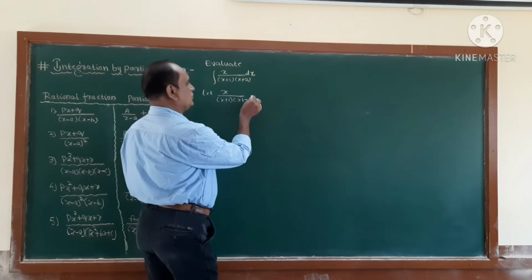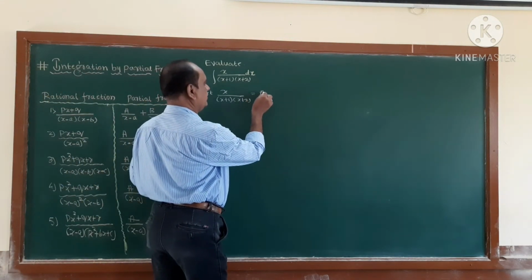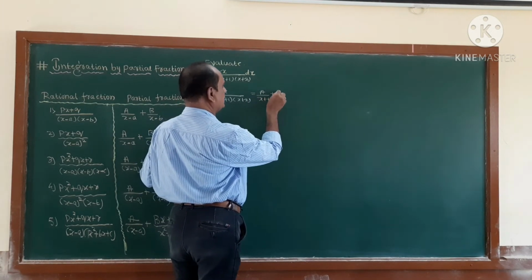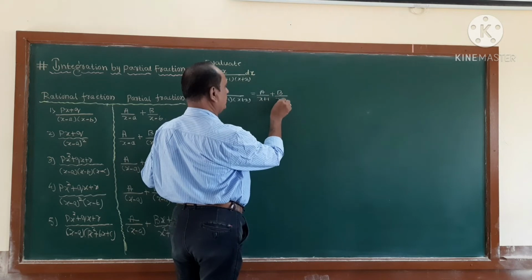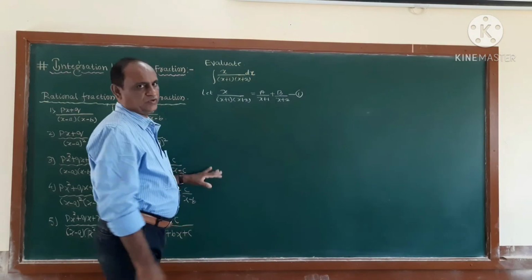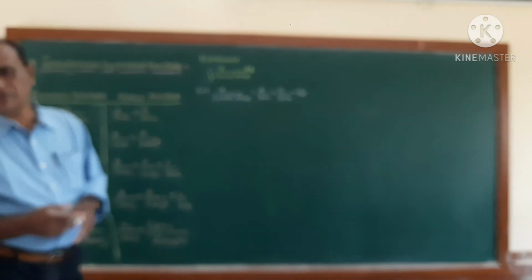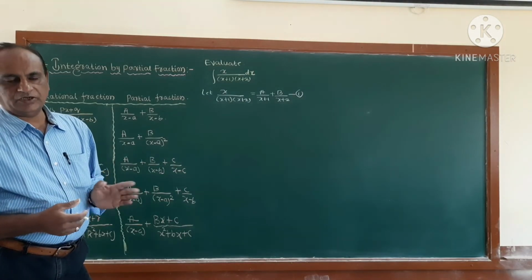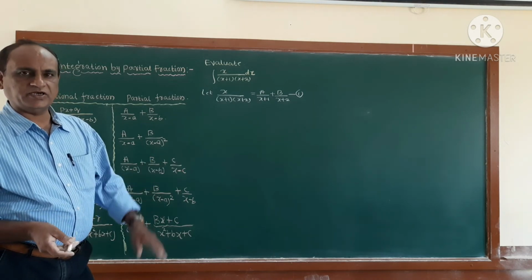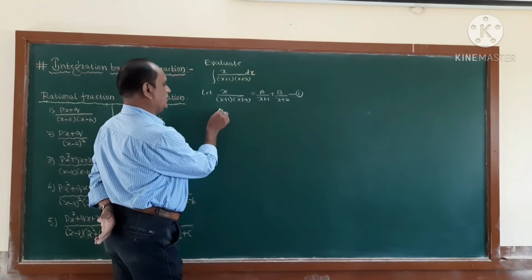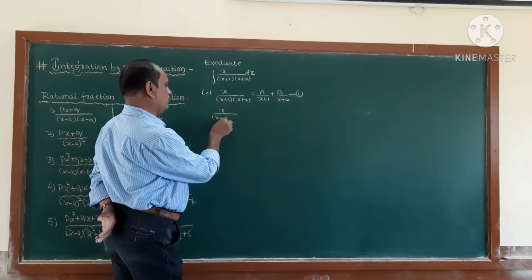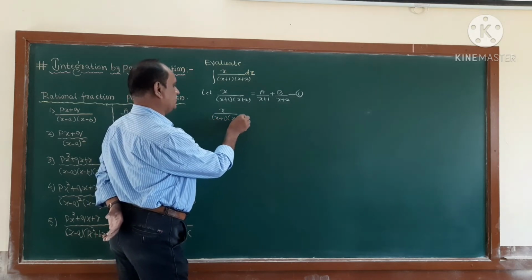So this is equal to A divided by the first factor x plus 1, plus B divided by the second factor x plus 2. Let this be equation number 1. By taking the LCM, multiply both sides by the factors x plus 1 and x plus 2. So x divided by the denominator (x plus 1)(x plus 2), multiplied by x plus 1 and x plus 2.